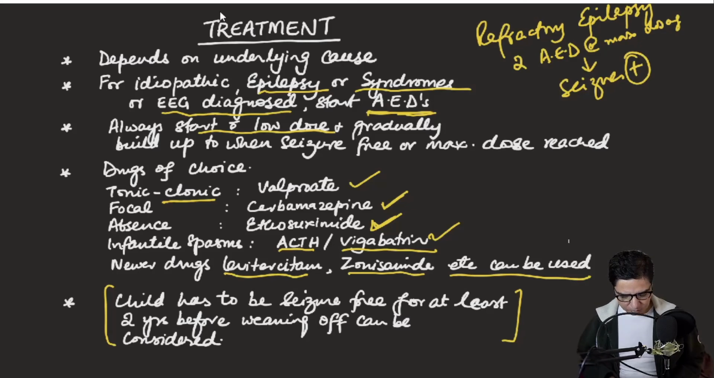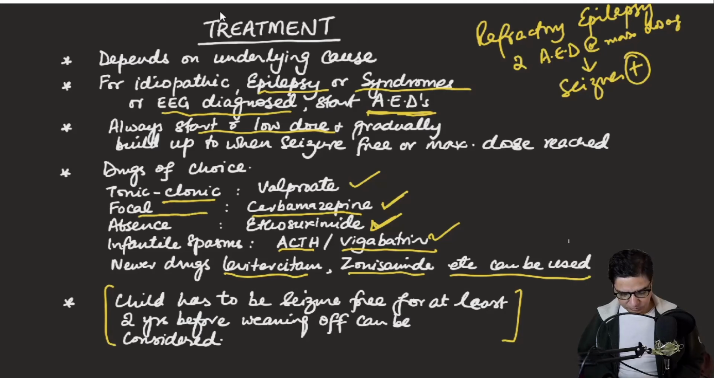Similarly, for focal seizures, we use carbamazepine. Remember, carbamazepine is not recommended for generalized tonic-clonic seizures or, let's say, juvenile myoclonic epilepsy, because it can simply aggravate the seizures. So the NICE guidelines actually recommend against using carbamazepine for generalized seizures. So that's why its use is now limited to focal seizures.